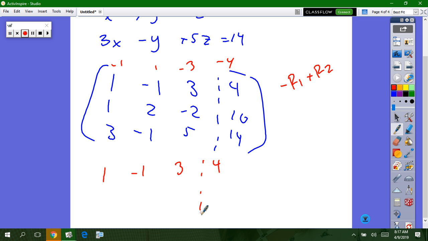Okay? What is -1 plus 1? 0. 1 plus 2, 3. -3 minus 2 is -5. -4 plus 10, was that 10? Or was that 6? Okay, what is 10? Sorry about my handwriting. It's 6. Any questions on how I got that?